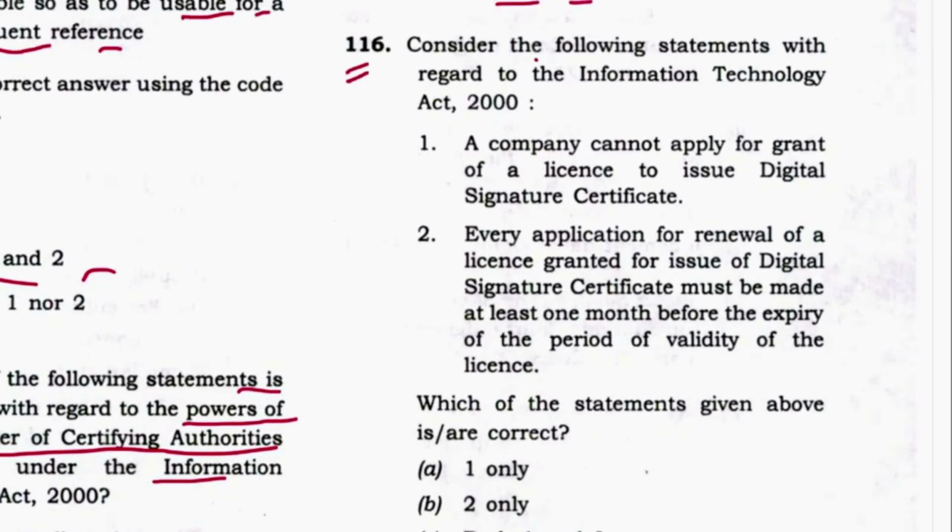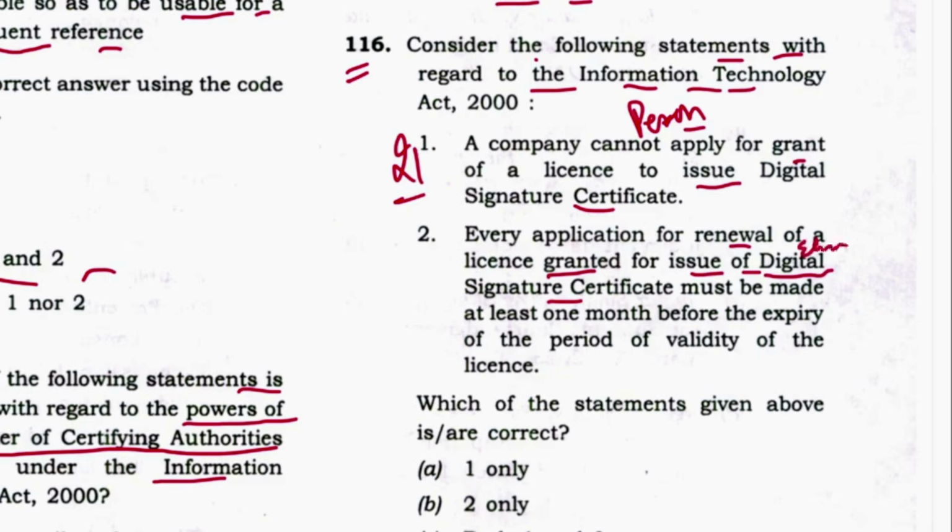Next is 116. Consider the following statements with regard to the Information Technology Act. A company cannot apply for grant of a license to issue DSC. License is only available for a person. Mentioned in section 21 of the IT Act. फिर है every application for renewal of license granted for the issue of DSC. अब देखिए यहाँ DSC लिख दिया, यहाँ पे इलेक्ट्रॉनिक नहीं लिखा, कई जगह मिस्टेक्स करते हैं। Must be made at least 1 month before expiry of the period. No, at least 45 days before. तो 45 days का तो इसका मतलब ये wrong हो गया, तो 1 is correct, 2 is incorrect, only 1. A is the answer.